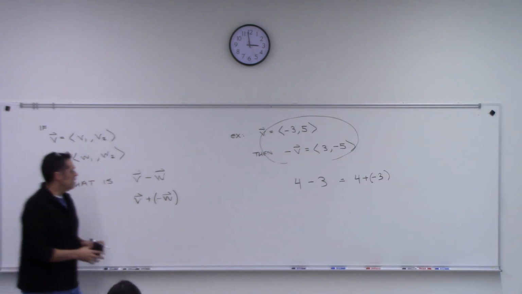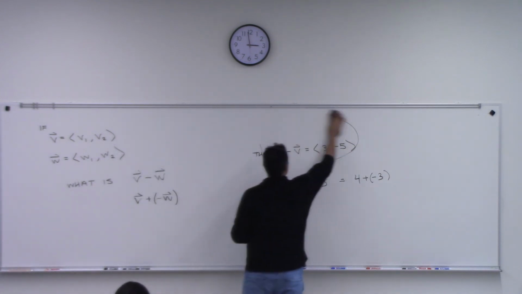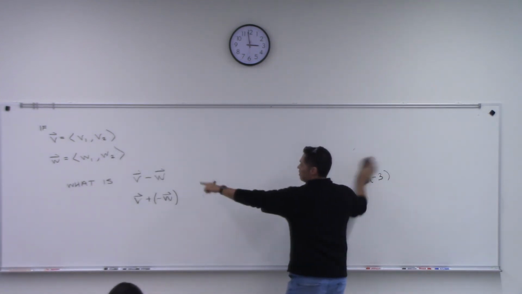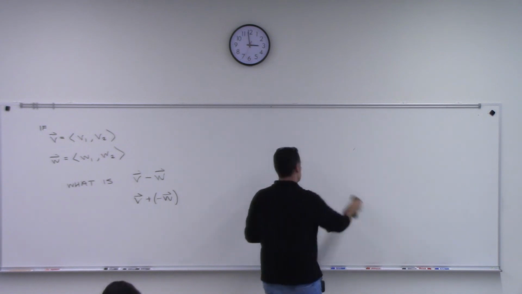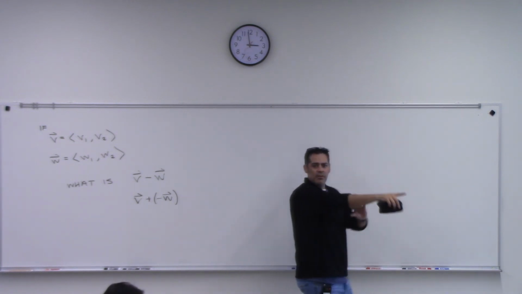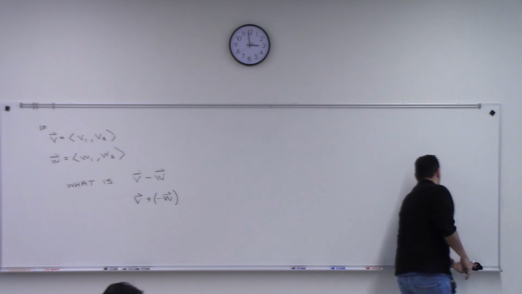So let me see if I can make this clear with an example. By the way, this is vector subtraction, which is right there in the notes. I can send you all that file later if you're interested in having those notes.